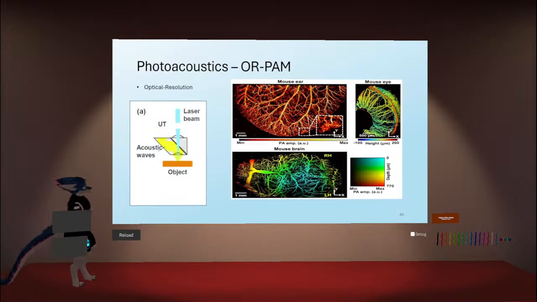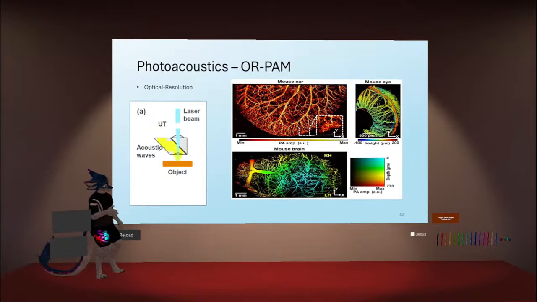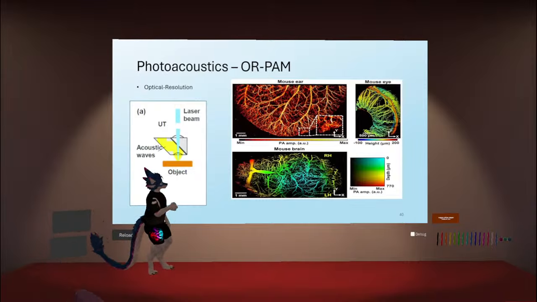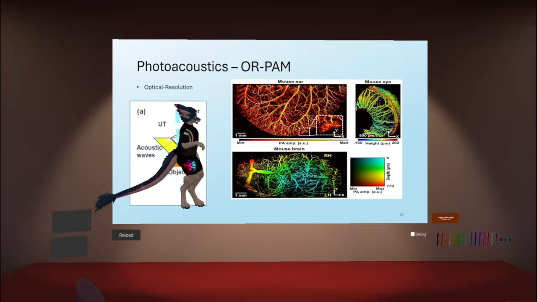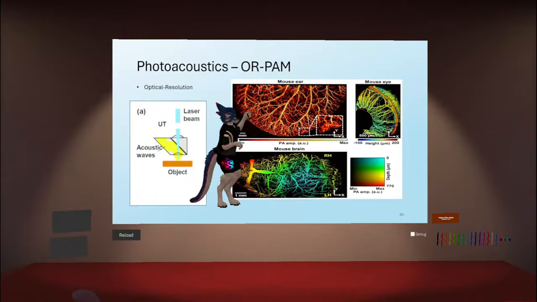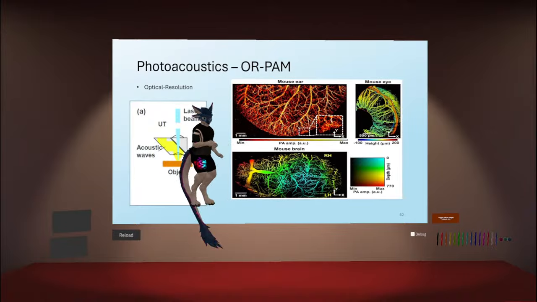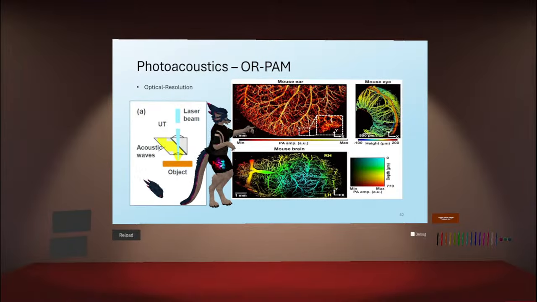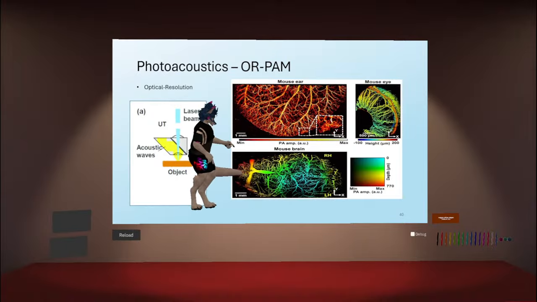In the optical regime, where you're still not going that deep and you're defined by that nice coherent optical focus, you can get really, really cool images. Like here's some made of mouse ear. Mouse ears are really nice because they're very thin and they've got a lot of vasculature. You can see all these nice capillary networks in a mouse ear.